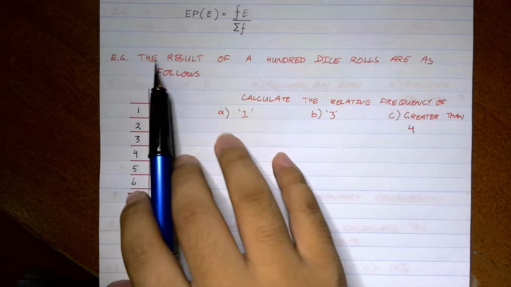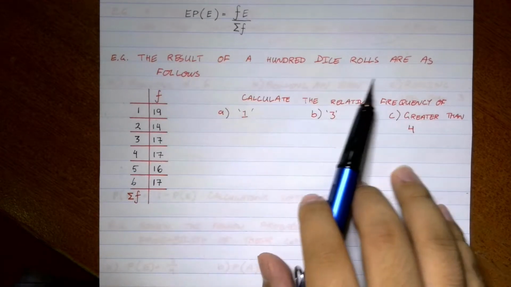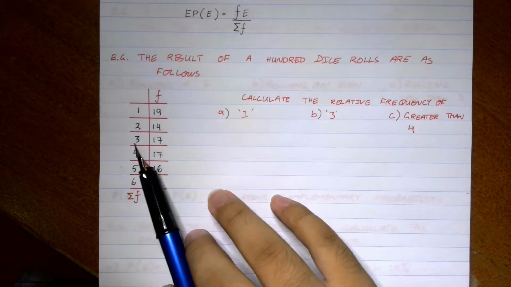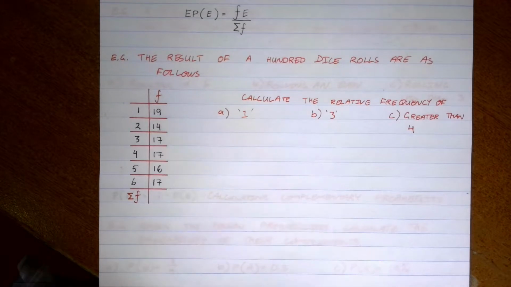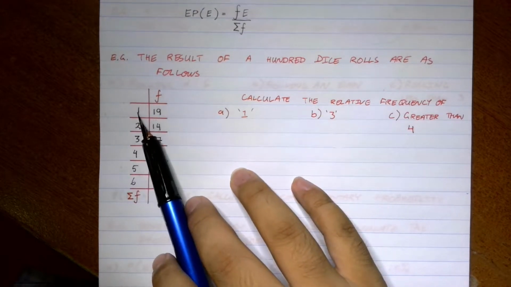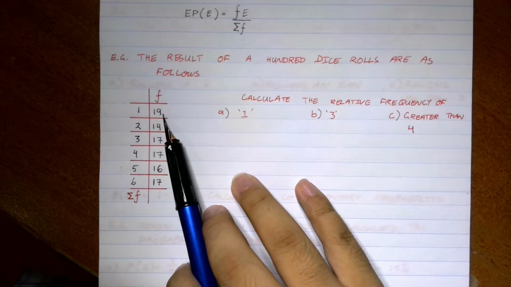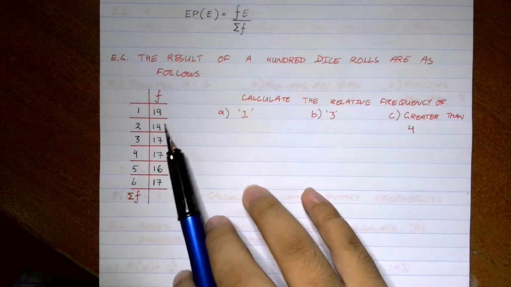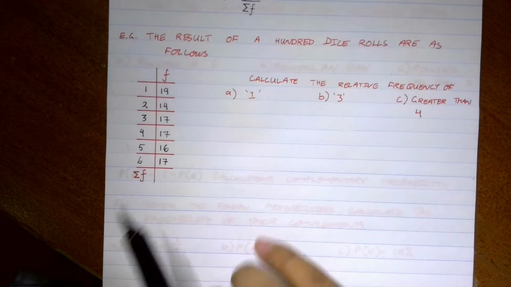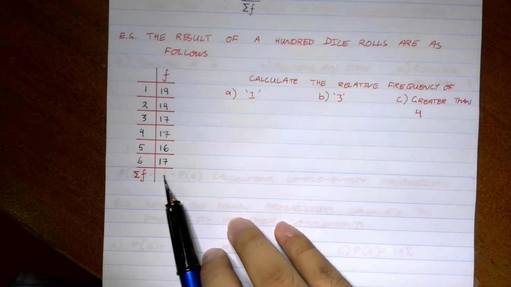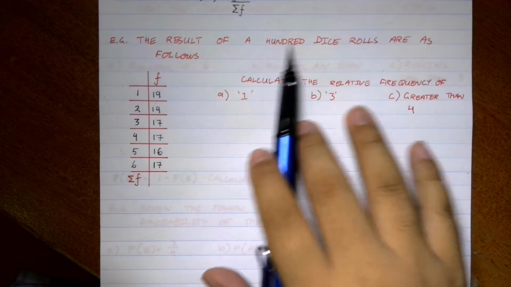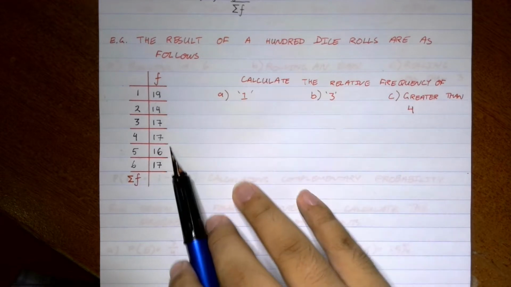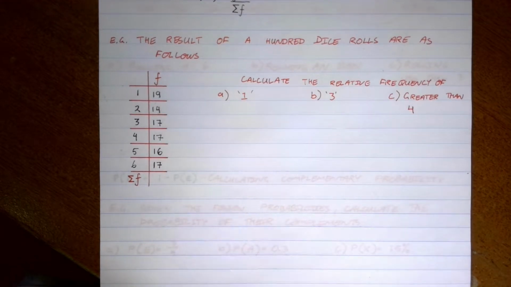In this example, the result of 100 dice rolls are as follows. So here are different outcomes: 1, 2, 3, 4, 5, or 6, and the number of times 1 was rolled was 19 times. The number of times 2 was rolled was 14 times, and so on it goes. We can calculate the total here, but it's always best to double check if it matches what it says here, because sometimes it doesn't actually say what the sum of the frequencies is.